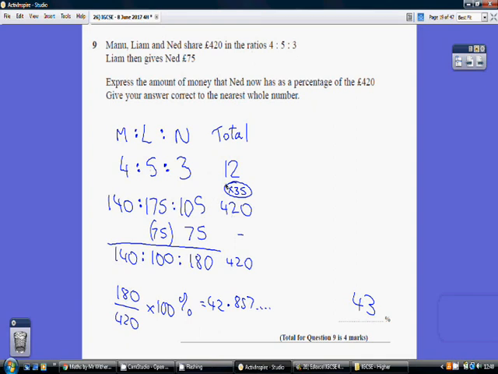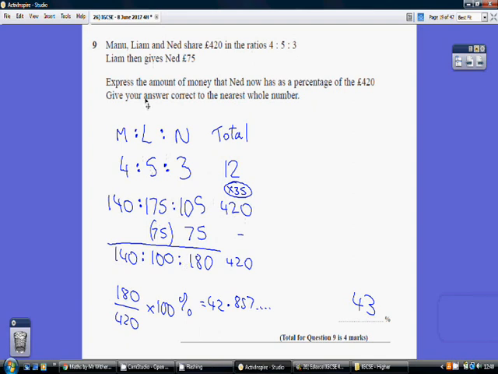Now equally, what I could have done is 420 divided by 12 to see how much each share is worth, and then multiplied that by 4 for Manu, by 5 for Liam and by 3 for Ned. Either way, this is the amount of money they get when they share out £420 in the ratio of 4 to 5 to 3. Now once this has been done, Liam then gives Ned £75. So let's take 75 away from Liam and pop that onto Ned. So once we've switched this £75 across, this is the amount of money each of them gets.